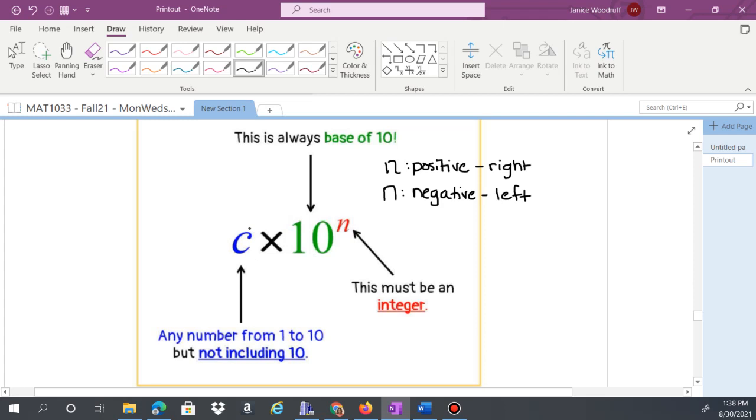And then this integer here, there can only be one number to the left of the decimal. So it's from 1 to 9.9. So it would have to be like 1.0 or 3.4, 2.78, 9.9. Only one number to the left of the decimal. So you couldn't have like a 48.6 because there's two numbers. So you'd have to make that 4.86.